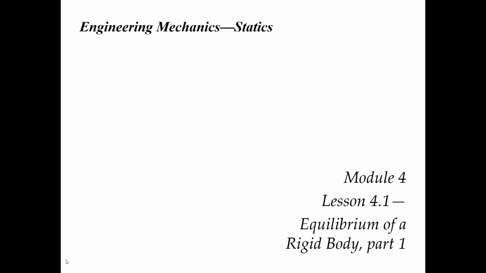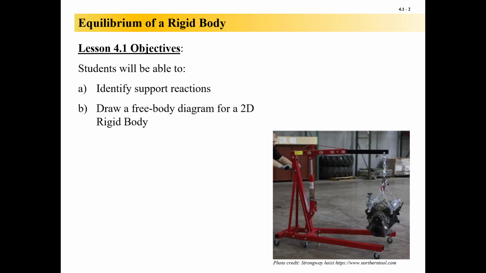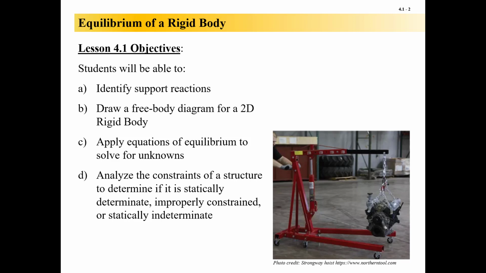Lesson 4.1, Equilibrium of a Rigid Body. The objectives: we're going to be able to identify support reactions, draw free body diagrams for 2D rigid bodies, apply the equations of equilibrium to solve for unknowns, and analyze the constraints of a structure to determine if it is statically determinate, improperly constrained, or unstable, or statically indeterminate. And then we're going to recognize two-force members.